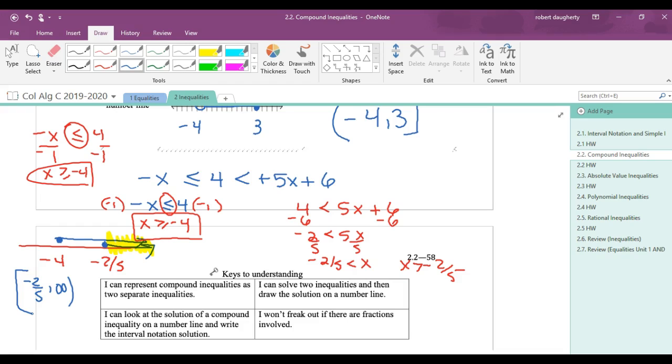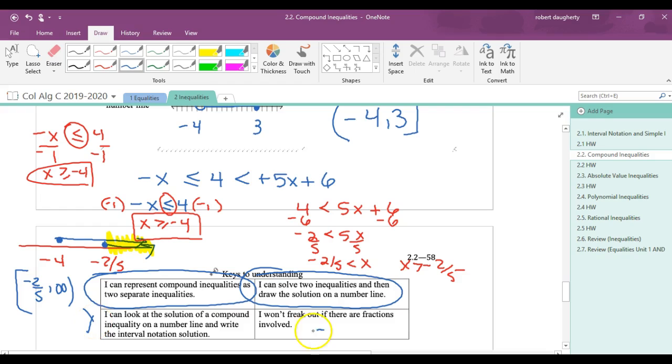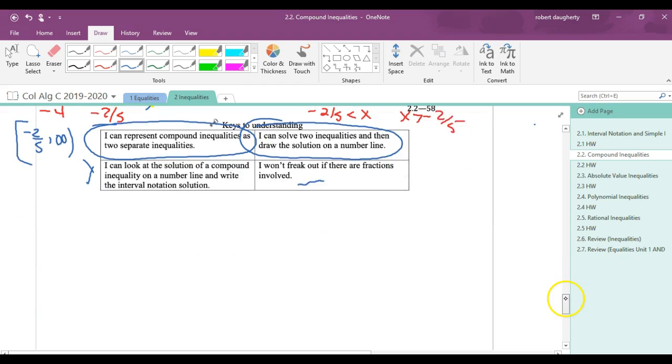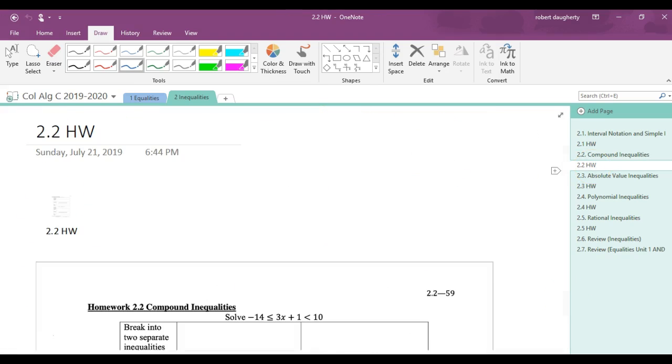So where we are today, when you see a compound inequality, that means you see two or more, well, in your case, it's going to be two. You see two less thans, two greater thans, or a less than and a greater than. You break them into two inequalities, and then you just solve them as simple inequalities like we did in the last section. You draw the solution on a number line, and then you can look at that number line. You won't freak out if they're fractions, and then you pull this down into interval notation, which is just what we did, okay? So that should lead you to the end of this section, straight into homework, okay?